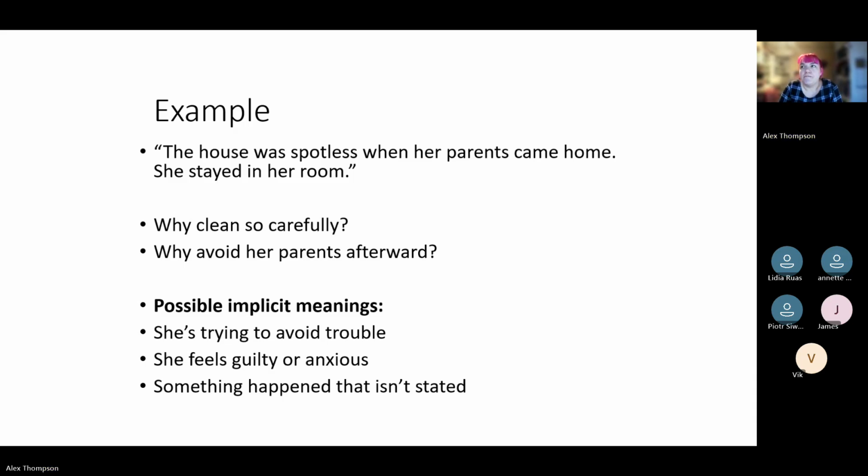So I think to get a clearer meaning of this, we would need to know more information. So a lot of it is kind of working out what's not been said as well. So this one, I think there's a variety of different ways that we could understand it, but we'd need more information to be 100% sure. The last example.